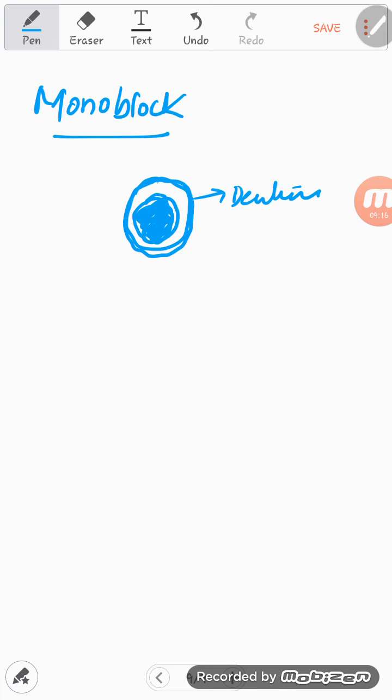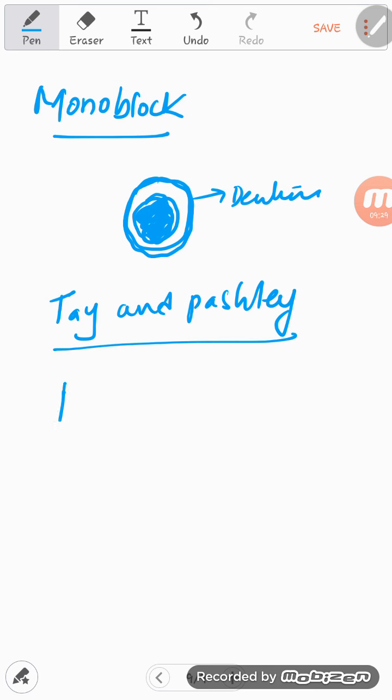So there are two people who have classified this monoblock into three different types. They are Tay and Pashley, who have classified this monoblock into primary monoblock, secondary monoblock, and tertiary monoblock. I'm just going to demarcate each and everything in a different color so that you can easily understand. So primary monoblock is one.